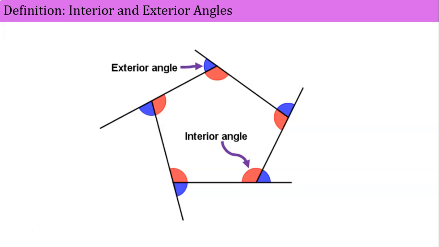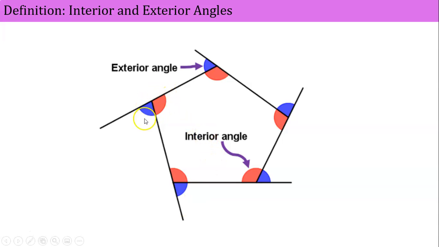This is a review from earlier in the year, interior and exterior angles. Interior should make you think of inside. So we have a pentagon here, and we can see that there are five angles on the inside. Those are all interior angles. And then if you extend the sides of the polygon, like I've done in this diagram, you create exterior angles. So exterior angles, they're on the outside. They're pictured in blue in this diagram.